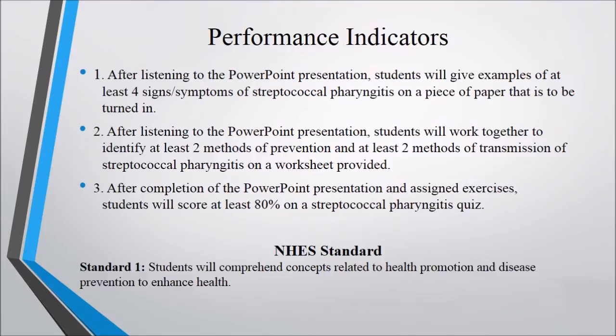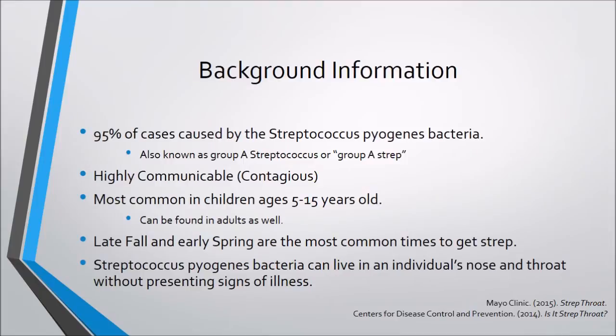The second objective requires students to work together in groups of 2 or 3 and fill out a worksheet listing at least 2 methods of prevention and at least 2 methods of transmission of strep throat. After completing both of these assigned exercises, students will take a quiz, and the intention is for each student to score at least 80% on the assigned quiz. We'll get started with today's presentation with some background information on strep throat.